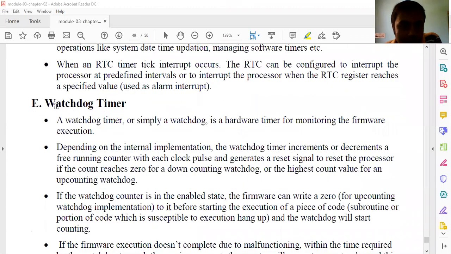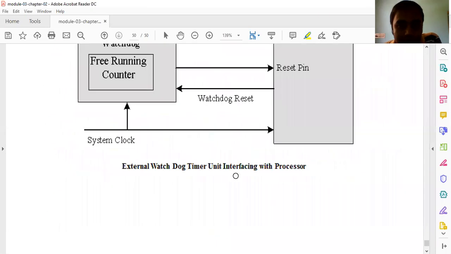Next, watchdog timer, very very important. Why is it called the watchdog timer? It watches the execution of the software, or the code. That's what it is called the watchdog timer. You can observe the diagram here.